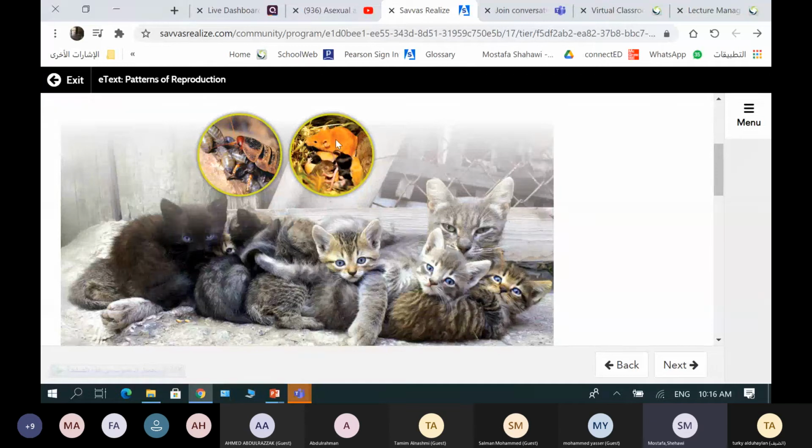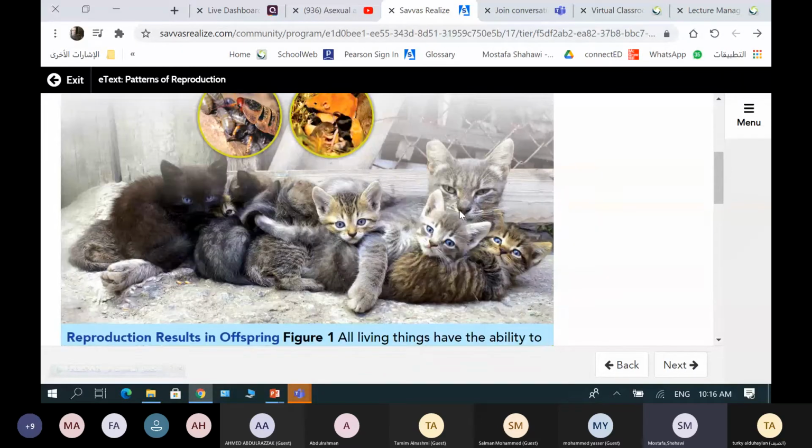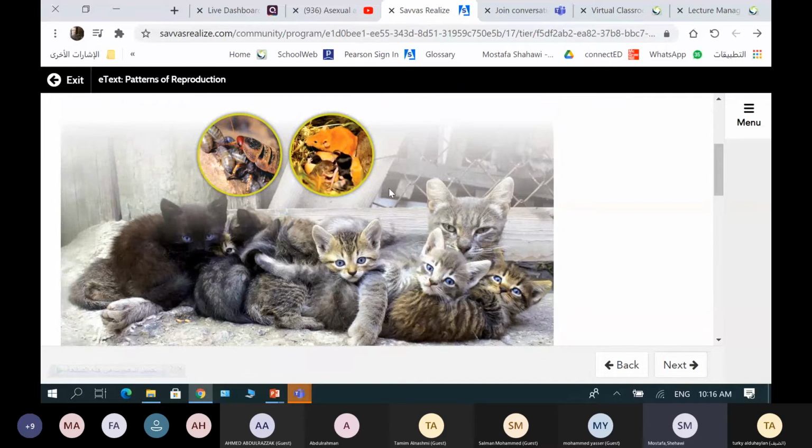It doesn't come from this mom. It comes from the father. So we can expect that the father is black. And the same applies for this picture. So what we want from this picture, who can tell me what we want to say from this picture, guys?